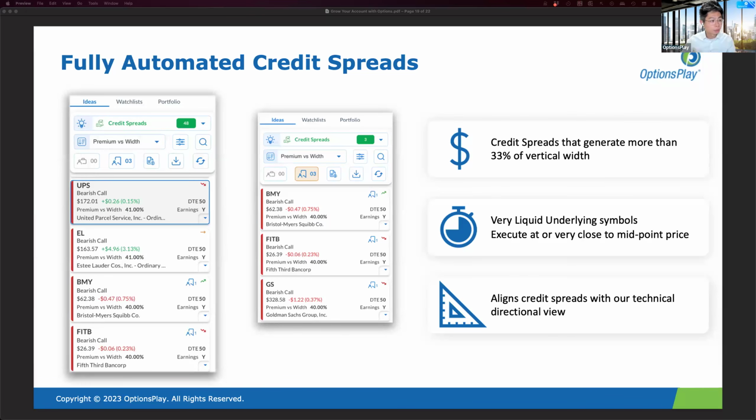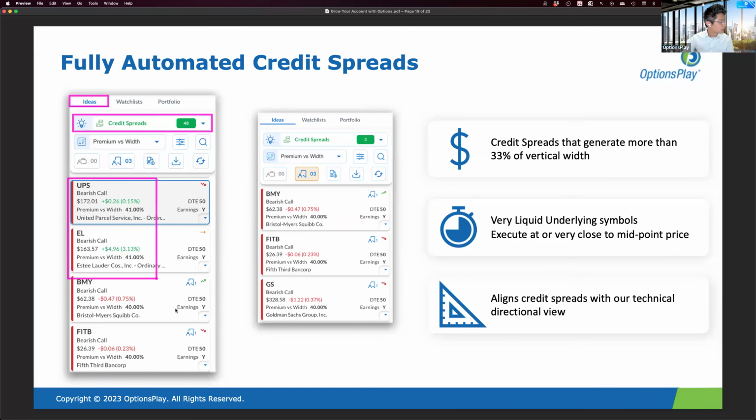And this is really where the OptionsPlay tool automates every step for you. So when you go to the ideas section on your OptionsPlay platform, underneath the ideas section, there's a drop-down menu for specific types of ideas. And we have a drop-down menu specific for credit spreads. When you choose ideas under credit spreads, you're going to get a list of credit spread opportunities sorted based on the premium versus width, meaning which strategies give you the best risk to reward ratio.